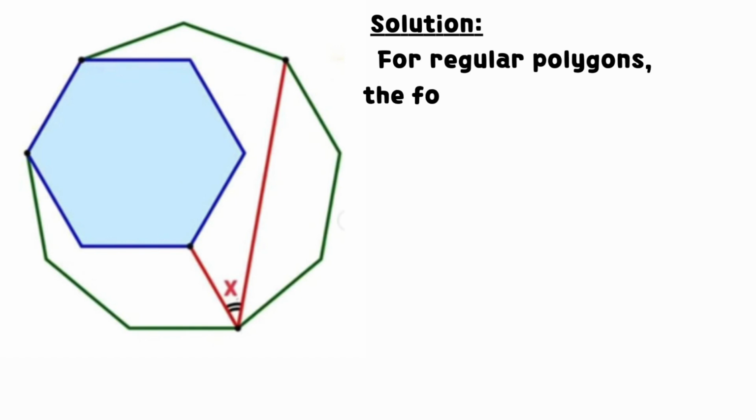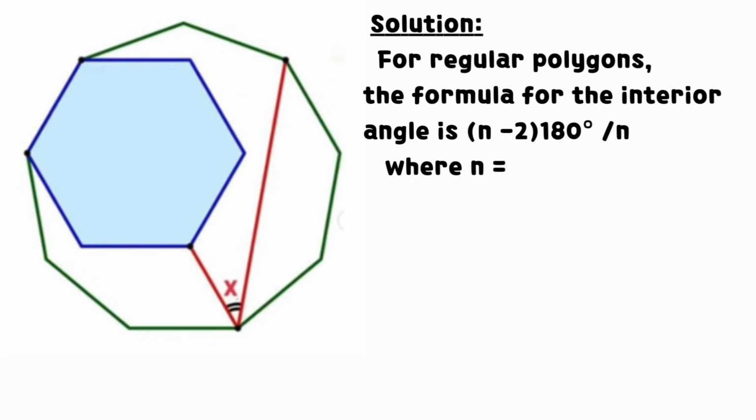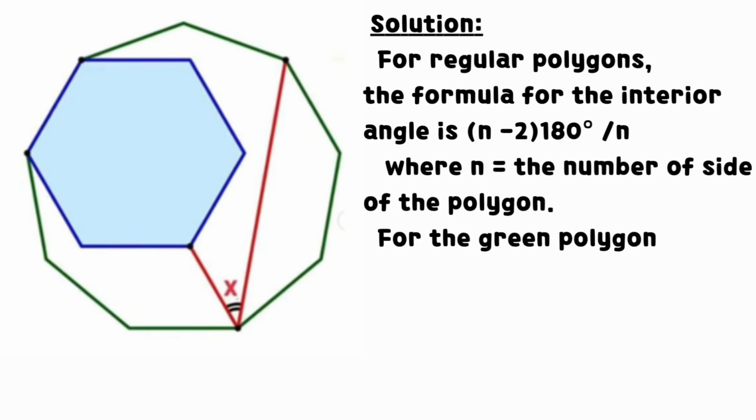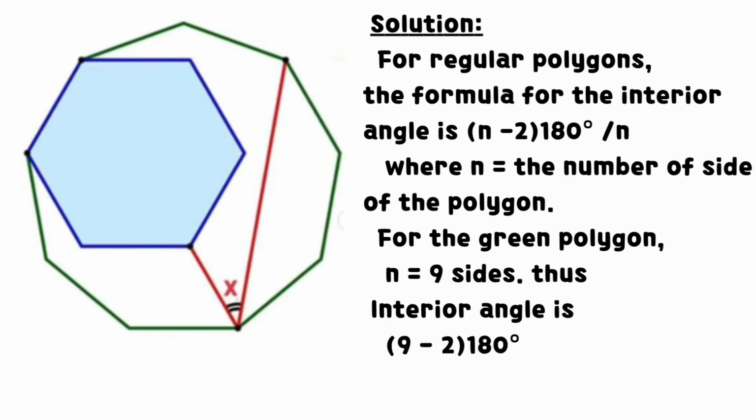For regular polygons, the formula for the interior angle is the product of 180 degrees and n all divided by n, where n equals the number of sides of the polygon. For the green polygon, n equals 9 sides. Thus, the interior angle is 180 degrees multiplied by 9 minus 2, all divided by 9, which equals 140 degrees.